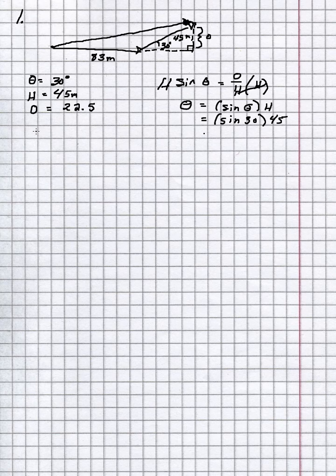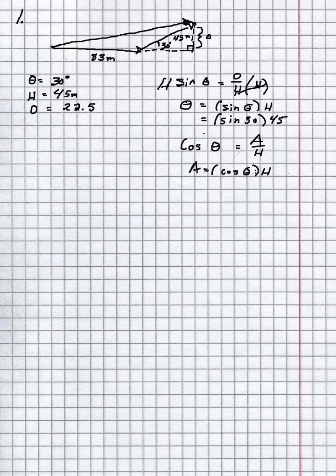All right, so let's now find the adjacent side. And we're going to do this the same way, except this time we're going to use cosine, because the cosine of theta is equal to the adjacent over the hypotenuse. Okay, rearrange it in just the same way to get that the adjacent is equal to the cosine of theta times the hypotenuse. So let's find that one.